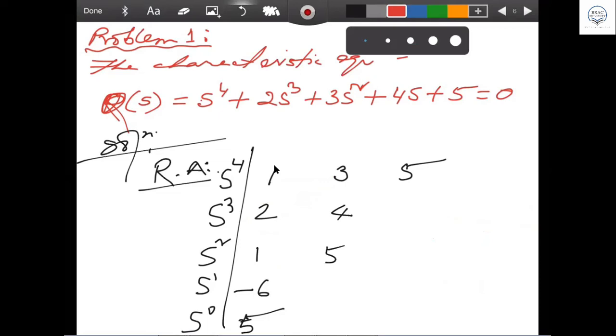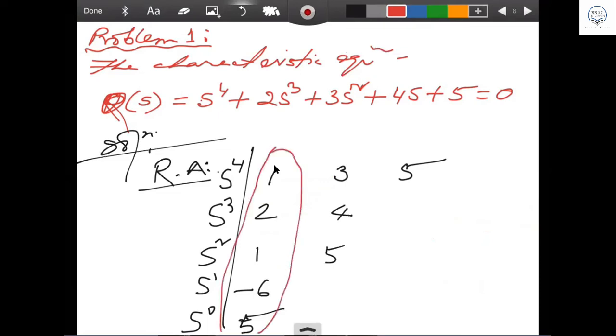I told you, Mr. Ruthian, look at the first column. This is the first column you have to look into. If you look into the first column and go from top to bottom, how many times does the sign change? Can you answer the question? Twice. Okay. Do you all agree with what he said?